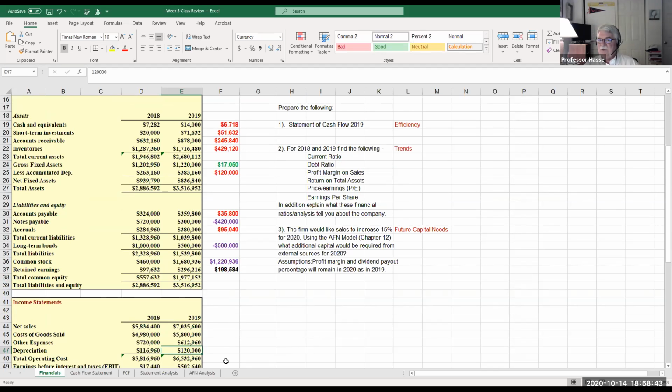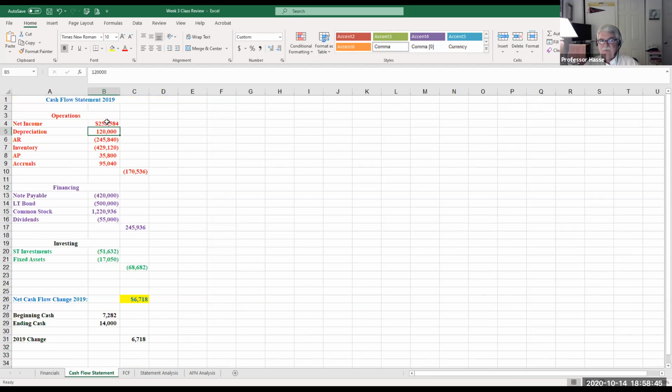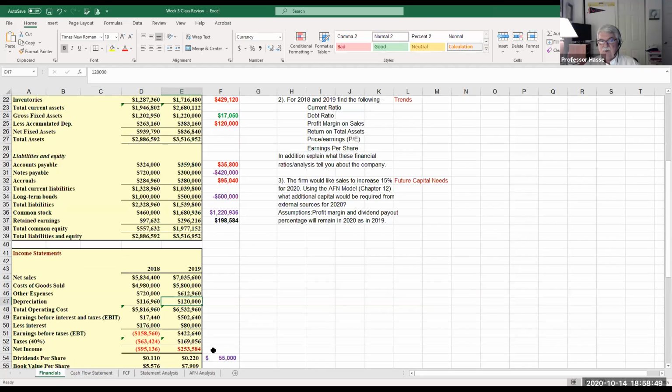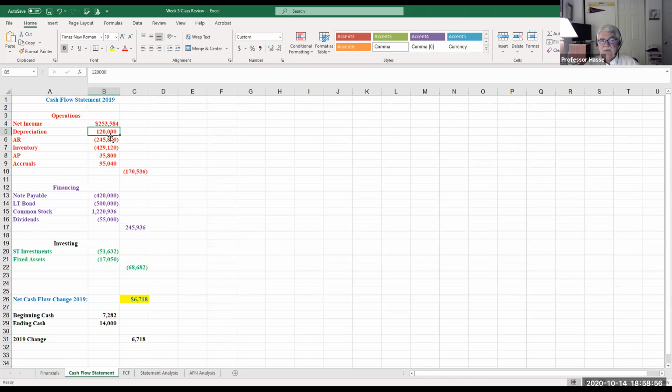And the thing also is it's generating cash flow. Yes, I made accounting profit of 253,584, but I actually made a cash flow profit of 373,584. I add back in depreciation because I didn't spend any money.